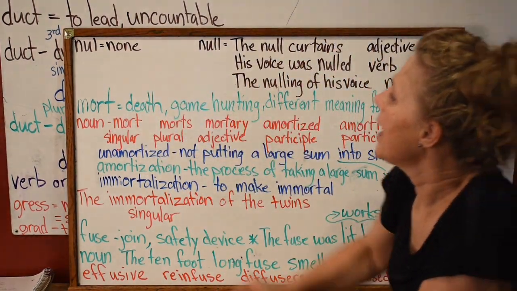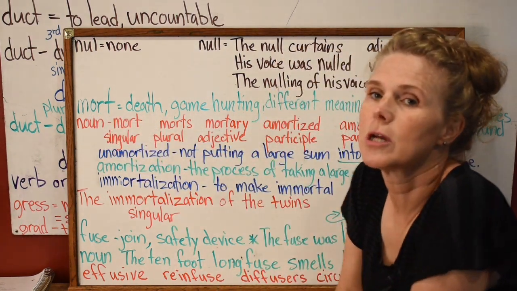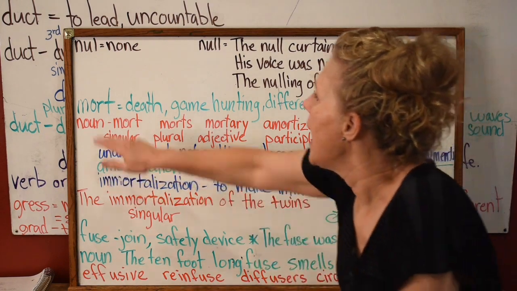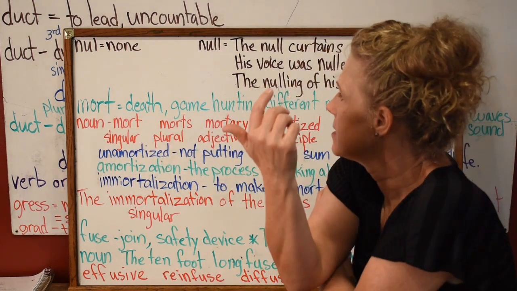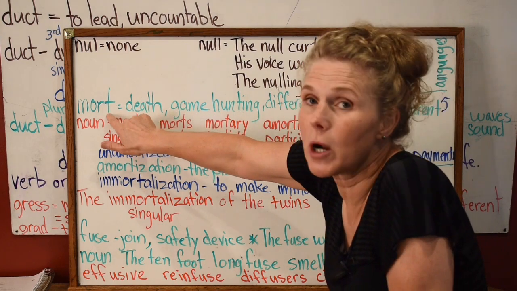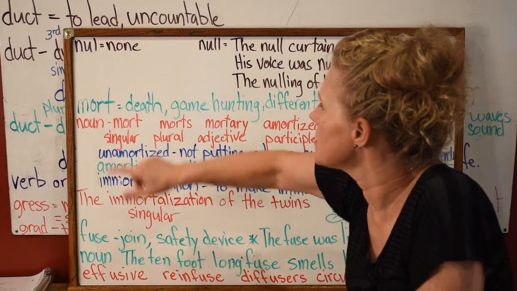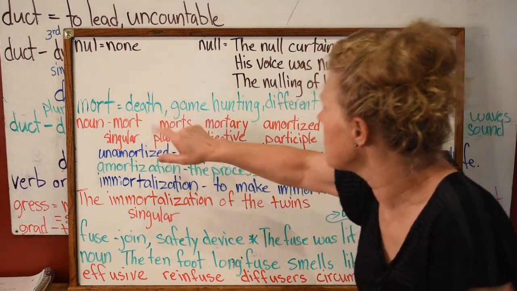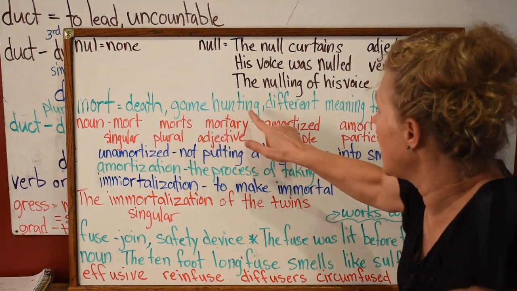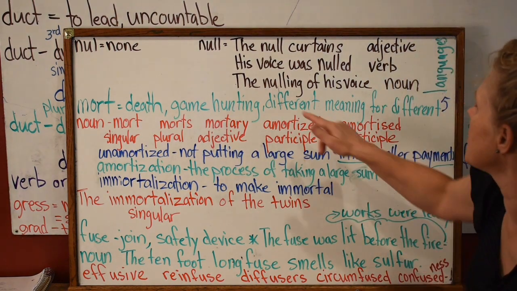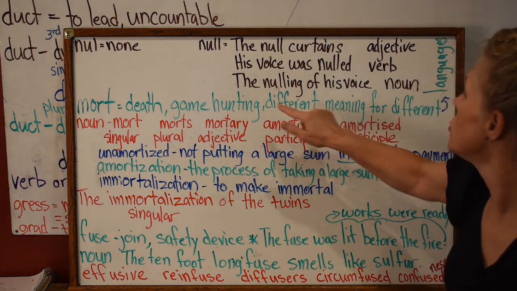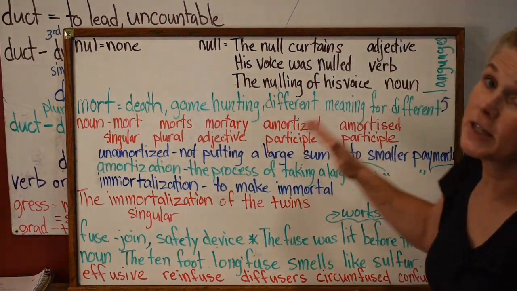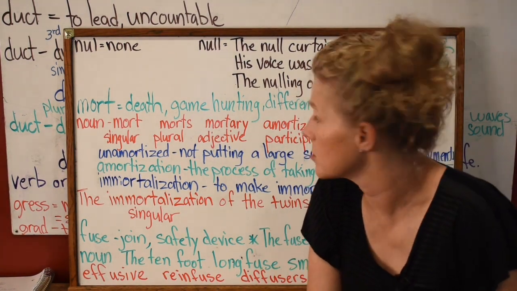Okay, so now look at the Latin root mort. How do you spell mort? M-O-R-T. And it's exactly how you would expect to say it. But these need to be memorized. These are in lots and lots of words, but it equals death when you want to put it in the Latin root area. But it could also mean game hunting, and it also has different meanings for different languages. So for my language, this is really what it means, but it could be different if you live in a different part of the world.